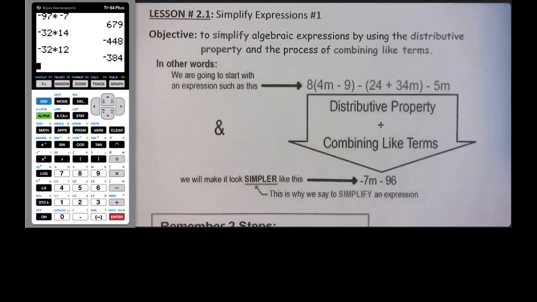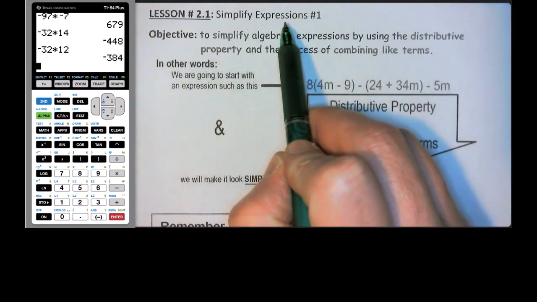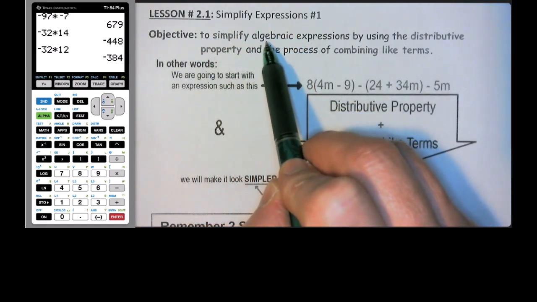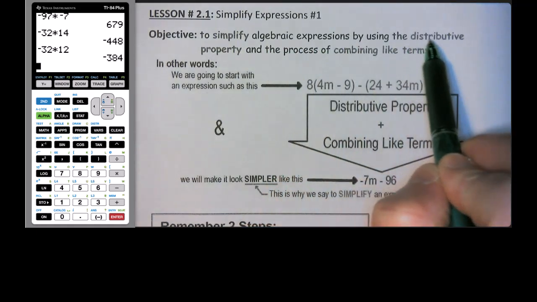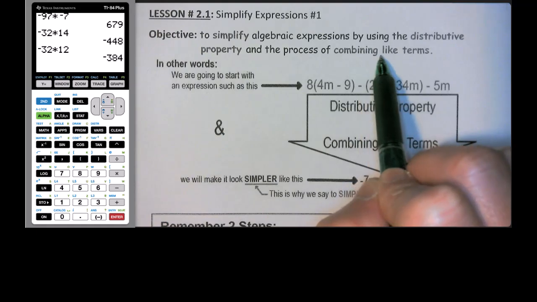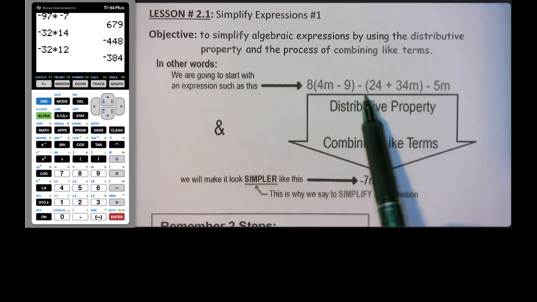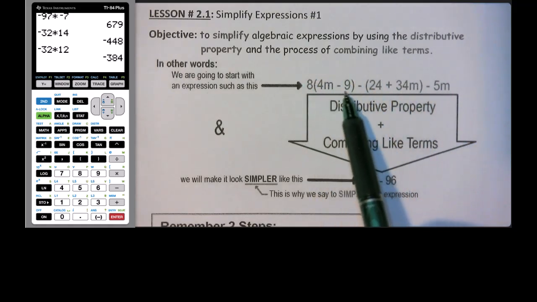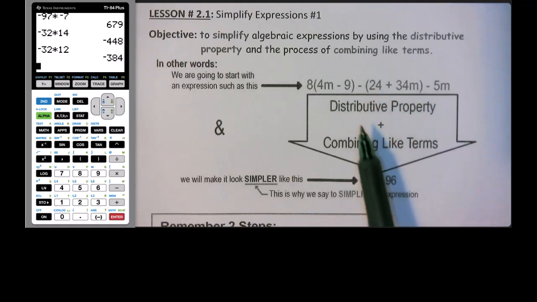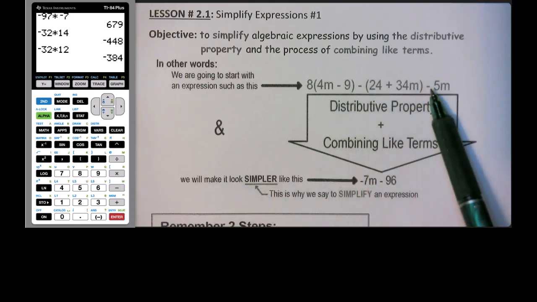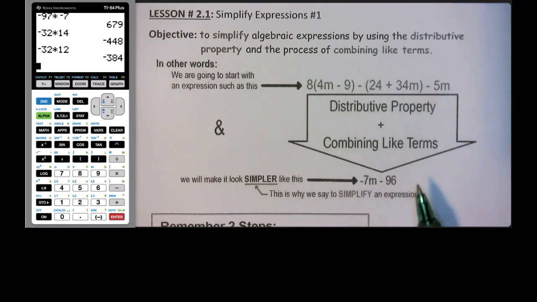The next section of our lesson is going to be about simplifying expression. Our objective is to simplify algebraic expressions by using the distributive property in the process of combining like terms. So in other words, we're going to start with an expression that looks like something big, with parentheses and plus or minus. And we're going to use the distributive property in combining like terms. And what happened is we're going to make it look simpler. If you notice, we start with something big and we have something much simpler. That's why we call simplify an expression. We're going to make the expression look simpler.